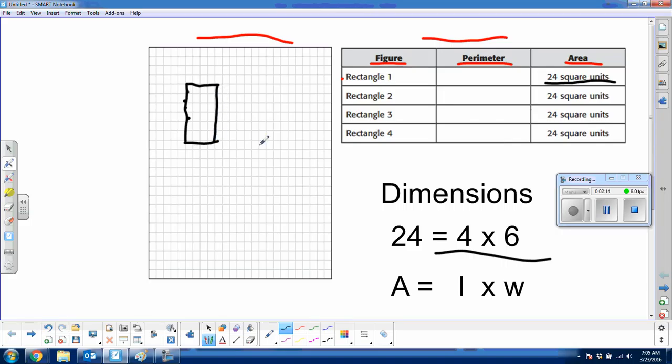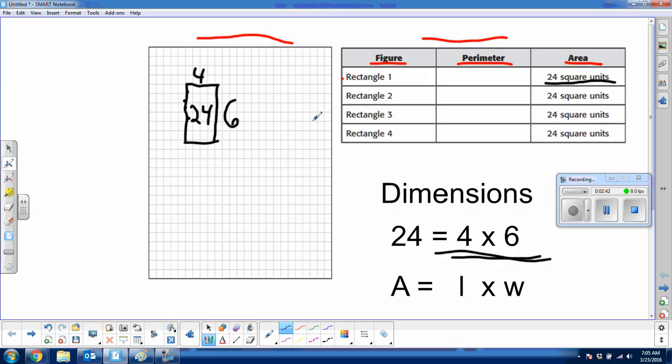So I've just created a rectangle that is 24 square units, and if I counted those, they would equal 24. I just figured out the dimensions are going to be 4 by 6. Now remember, we don't have any actual measurement, so we're just going to say they're units. And inside we know there's 24. Alright, so I have just done one of these rectangles.